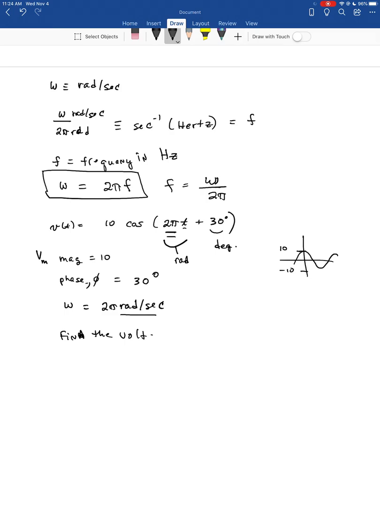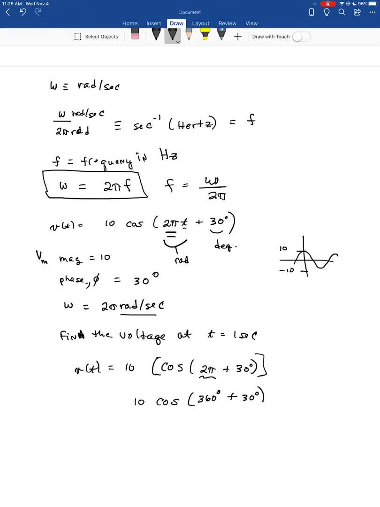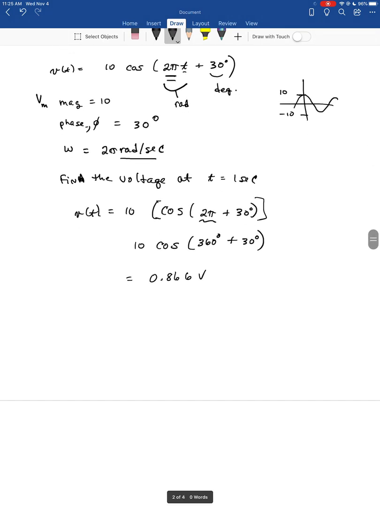So if you wanted, for example, to find the voltage at t equals 1 second, V of t will be 10 times the cosine of 2 pi times 1 plus 30 degrees. And so one of these is going to have to be converted. So if you choose the 2 pi, cosine of 360 plus 30 degrees. Obviously 360 plus 30 degrees in our case is the same as 30 degrees. The cosine of 30 degrees is 0.866, so it would be 0.866 volts.